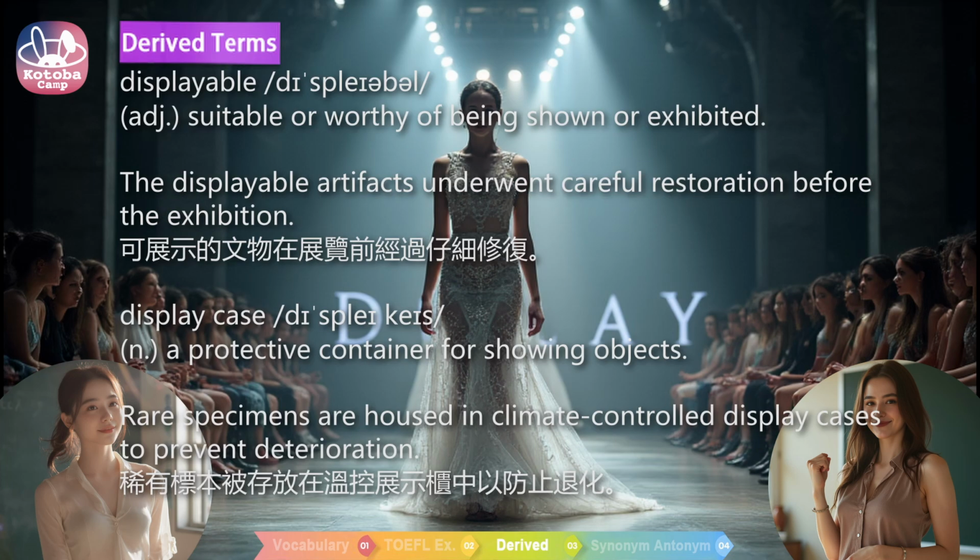Displayable. The displayable artifacts underwent careful restoration before the exhibition. Display case. Rare specimens are housed in climate-controlled display cases to prevent deterioration.